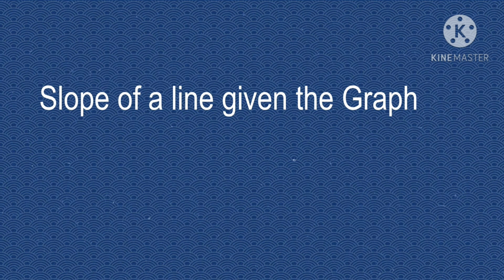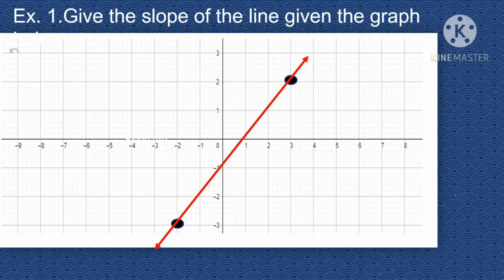Slope of a line given the graph. Let's have an example. Give the slope of the line given the graph. Now the slope m is defined as rise over run. The run is the number of unit distance horizontally, and the rise is the number of unit distance vertically. Now let's start with the rise. So from point to point, we count the number of units or vertical units.